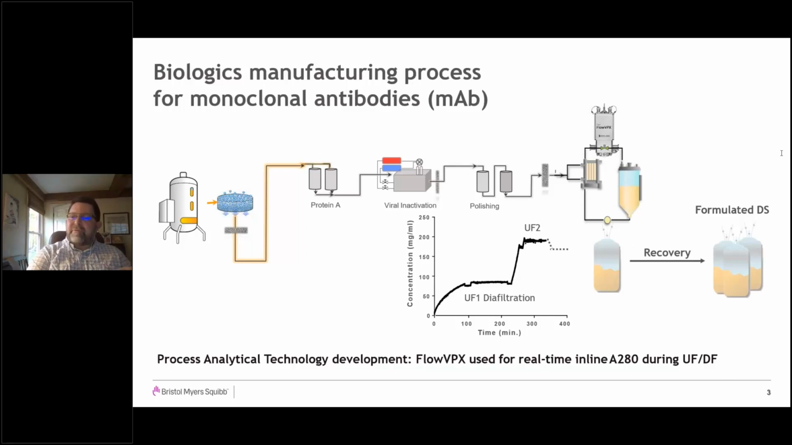Once the diafiltration is finished, and I'll talk a little more about it on the next slide, the concentration is increased to what's called the ultrafiltration 2 set point. And then it is recovered. It's recovered into bags and then diluted to the final drug substance concentration and formulated. Typically it's formulated with PS80 and something like a chelator, like EDTA.